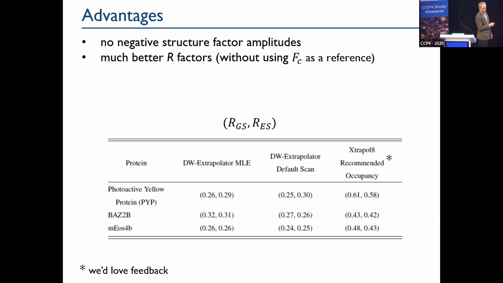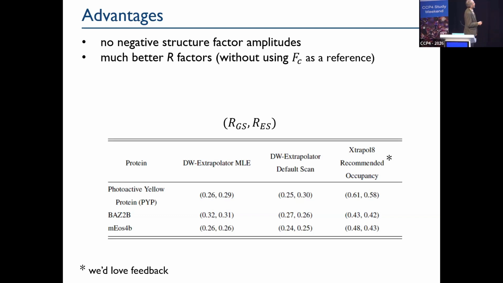Sometimes people use Fc as a reference in extrapolation, which gives you arbitrarily low R factors depending on how you tune the occupancy. We're not doing that here. We're purely using observations to calculate the extrapolated structure factors. And we tend to get R factors in the 20 to 30% range, compared with what you tend to get by traditional extrapolation methods.